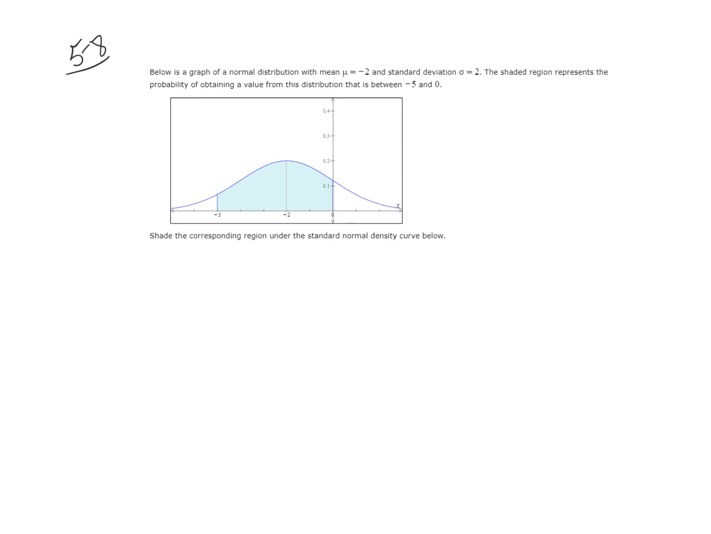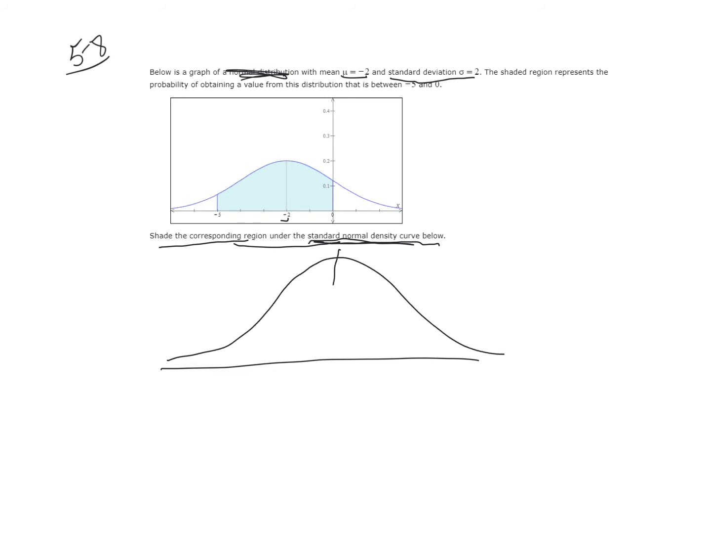It's got a mean of -2, which is right here in the middle, and it tells you it has a standard deviation of 2. What they want you to do is shade the corresponding region under the standard normal density curve. The difference between a normal distribution and a standard normal density curve is that standard normal is going to have a mean of 0 and a standard deviation of 1.